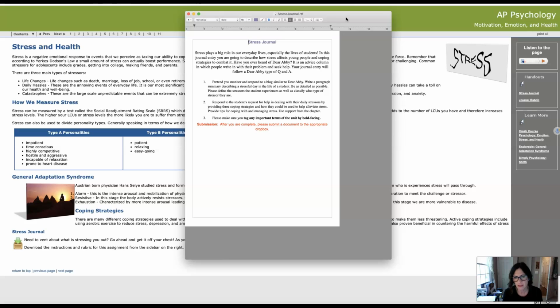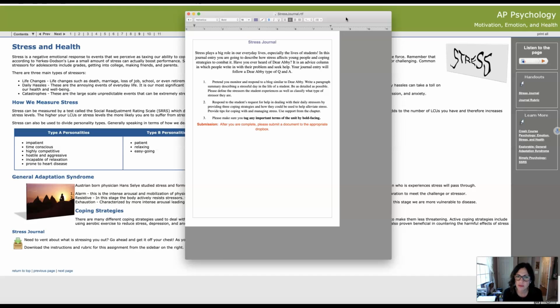Write a paragraph summary describing a stressful day in the life of a student. Be as detailed as possible. Please define the stressors that the student's experiencing, as well as classify what type of stressors they are. So what is causing the stress? What are the actions related to the stress? Is it causing anxiety, sleeplessness, things like that?